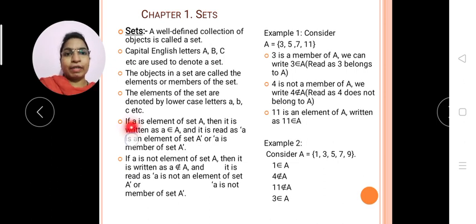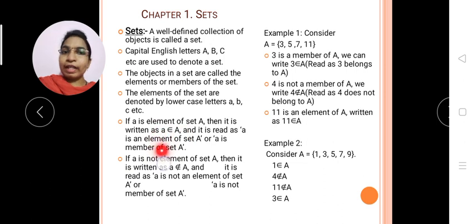If a is an element of set A, how do we write it and how is this symbol used? It is called belongs to. Listen, students, if a is an element of set A, then it is written as a belongs to A. Don't confuse, I am using the belongs to symbol. You can read it as a is an element of A. At the time of reading you can say a belongs to A, which means that a is an element of set A.